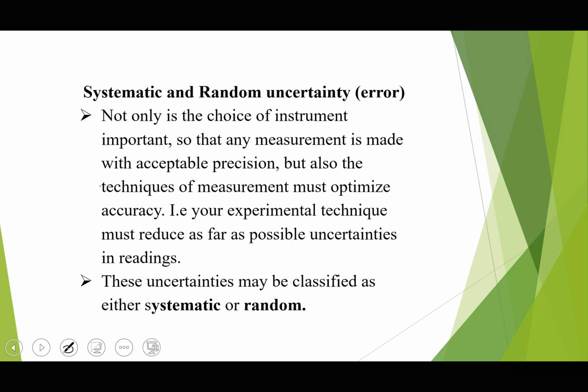So we are saying not only is the choice of instrument important so that any measurement made is with acceptable precision, but also the techniques of measurement must optimize accuracy. That is to say, your experimental technique must reduce as far as possible uncertainties in readings. These uncertainties are classified into two. We have what we call random and systematic uncertainties. So what is the difference between these two? Number one, what is a systematic uncertainty?